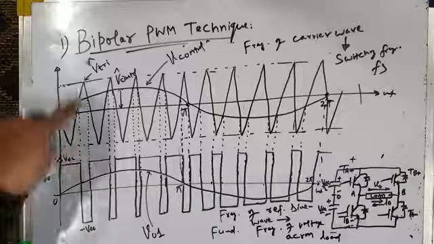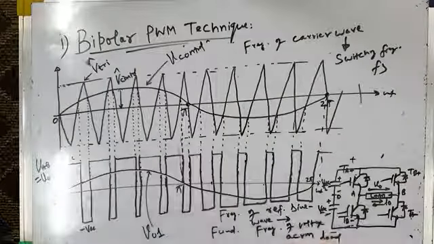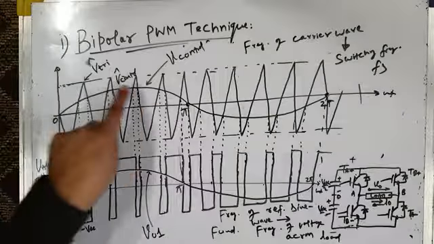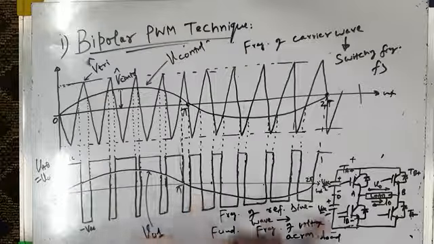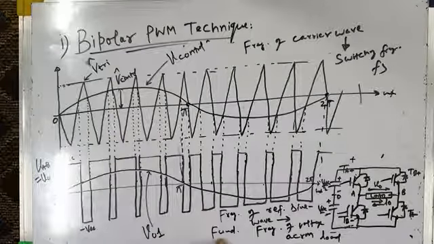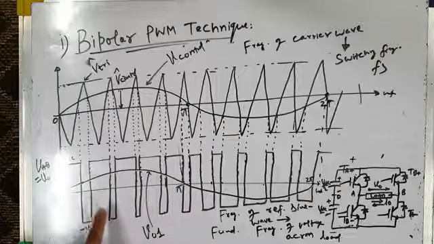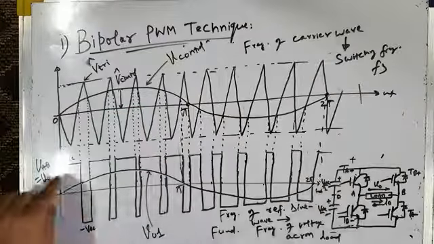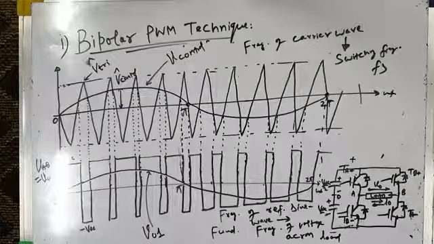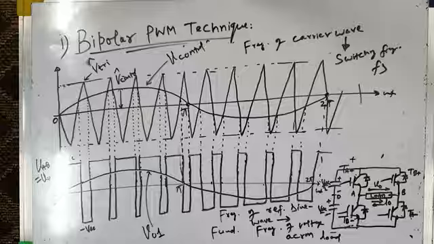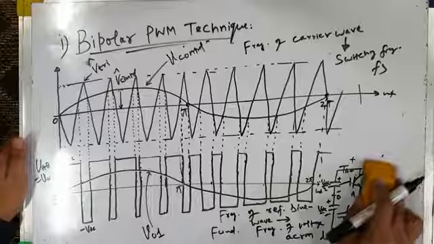So I will repeat, the frequency of the triangular carrier wave will determine the switching frequency of the inverter, and the frequency of the reference sine wave will determine the frequency of the fundamental component of the voltage. Why am I saying frequency of the fundamental component? Because this voltage applied across the load, the PWM voltage, will have a fundamental component and harmonic components also. So what is important to us is the fundamental component. So the frequency of the reference sine wave will determine the frequency of the fundamental component of the voltage. That's very important.